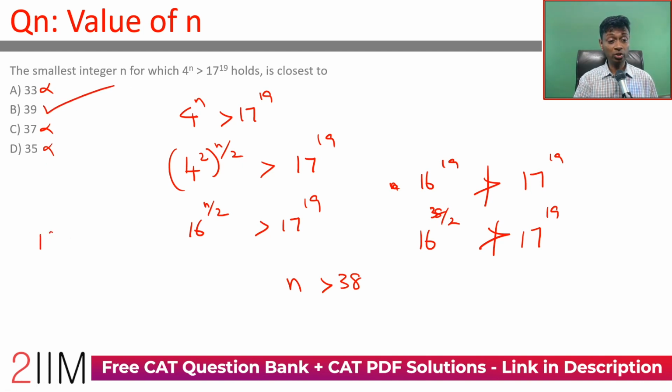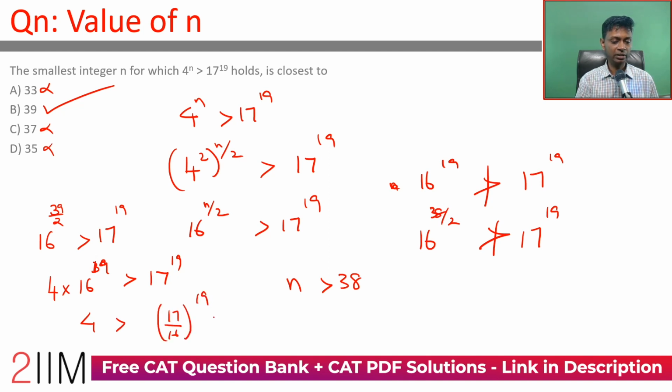We need to now think that 16 power 39 by 2 is greater than 17 power 19. Fine. It should be. I'm not saying it is not. This is 4 into 16 power 19, which is greater than 17 power 19, so 4 is greater than 17 by 16 whole power 19. This could be tough to prove. It should be. That's what the question is telling us. But we do not have to worry about it. We know that 38 doesn't work. If 39 and 40 had been in the choices, then we would be worried. We are in trouble. It's not. So this becomes an easy question.